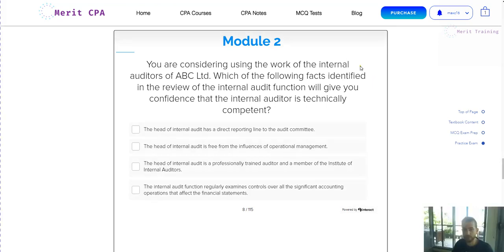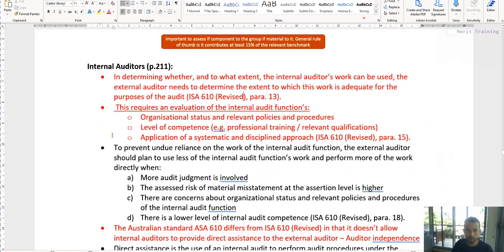So how I'd approach this question is I'd look up the section on internal audit in our notes relating to page 211. So bring that up. So basically the key points here is when you want to rely on an internal auditor's work, you need to do an evaluation of the internal audit's functions. So the three things here: organizational status and relevant policies and procedures, right? So this is basically how important the organization views this, how much power they have, do they have policies and procedures in place to ensure effective controls in the organization, things like that.